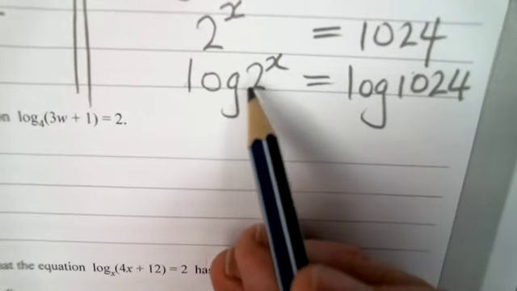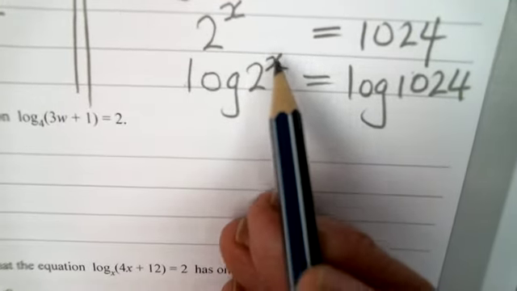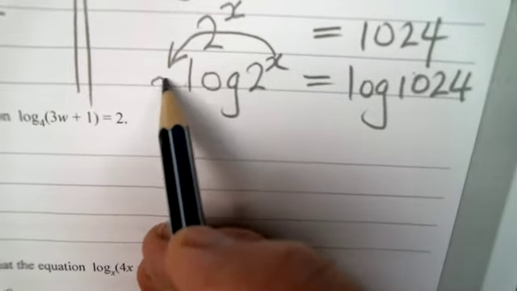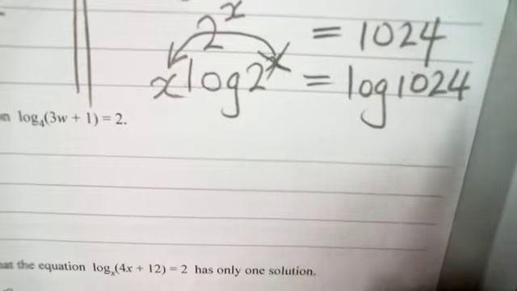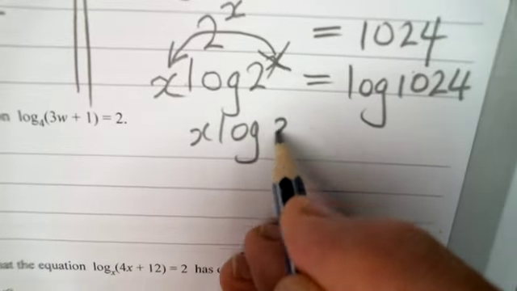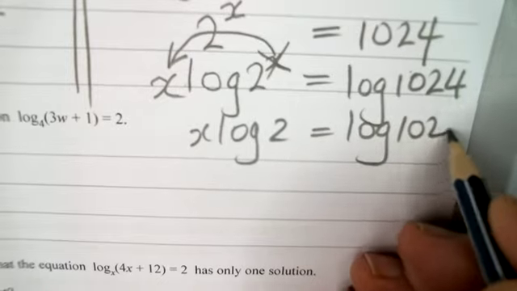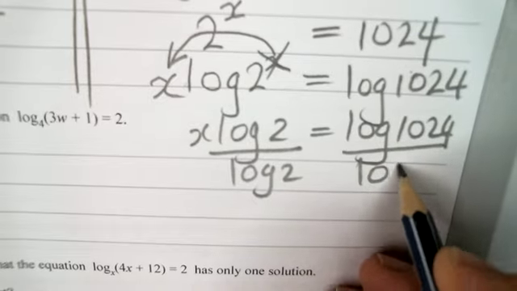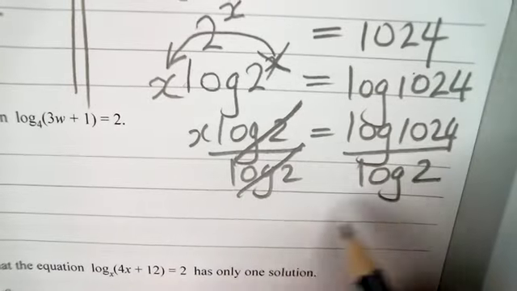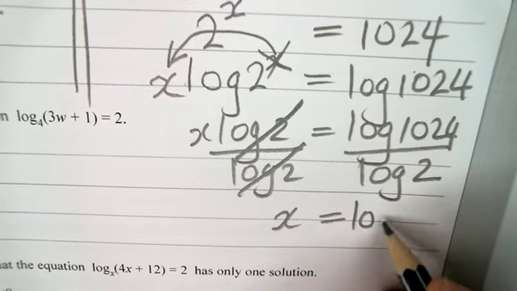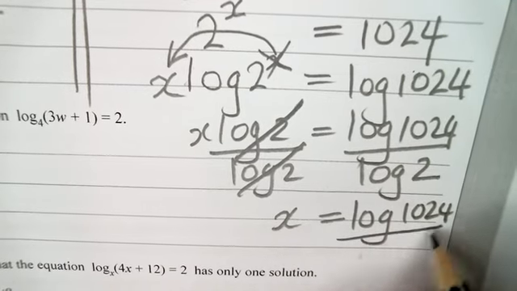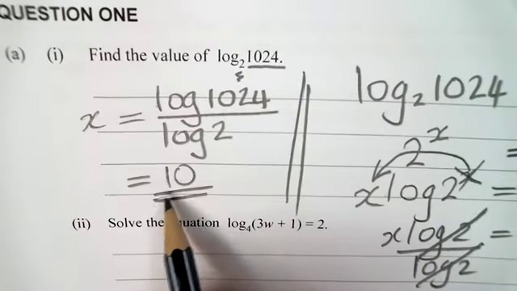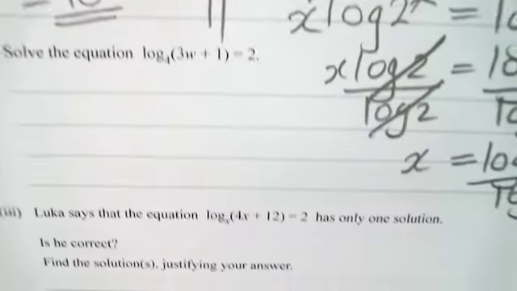Now, when you go ahead and do this, what we find is the exponent here in a logarithm becomes the coefficient. So I'm now going to put that at the front and cross it out here. So now I've got x log 2 is log 1024. I'm going to divide both sides by log of 2. And, of course, we're left with x is equal to log of 1024 divided by the log of 2. And, of course, we know that the answer to that, when we work it out, is 10. And that is probably the best way of doing it.